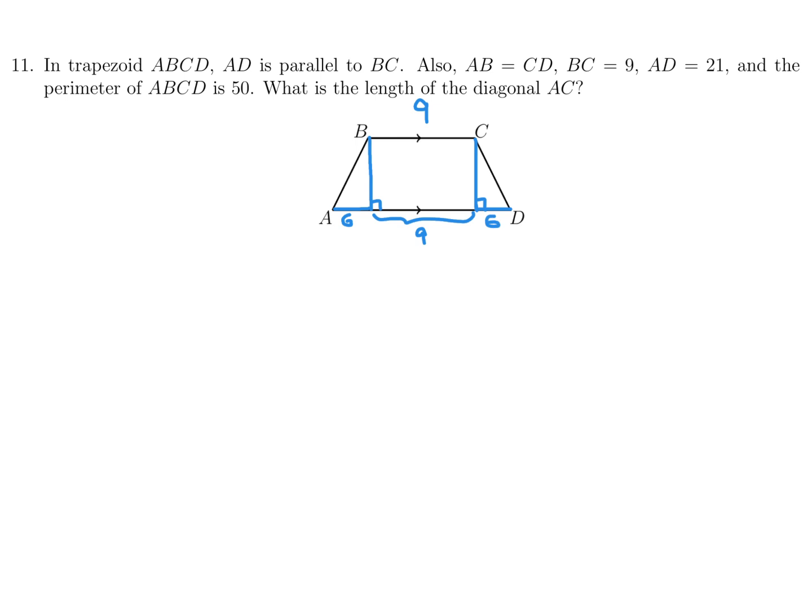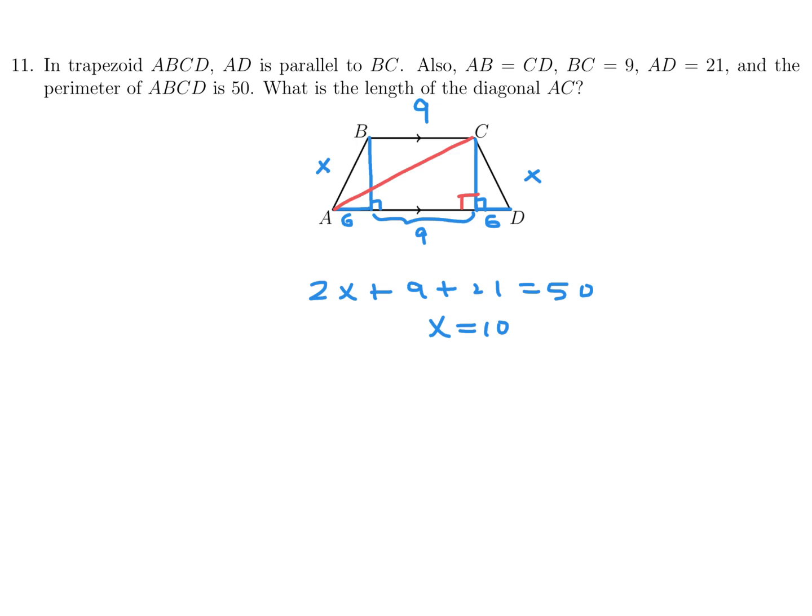And then, did they give us anything else? Oh, the perimeter is 50. So I'll just call this side X, and this side X also, because AB equals CD, so those two will be the same. So that means that 2x plus 9 plus 21 is 50, and therefore X would be 10. And what do they want me to figure out? AC. Okay, so AC is the diagonal.